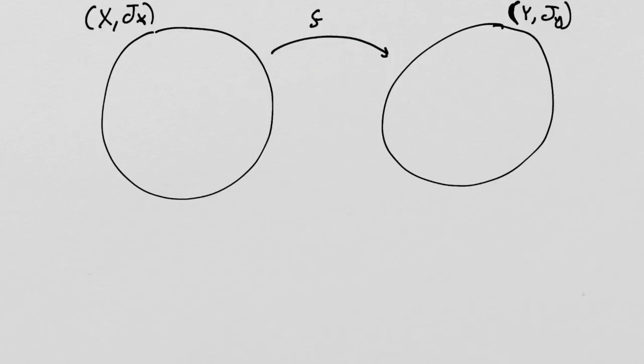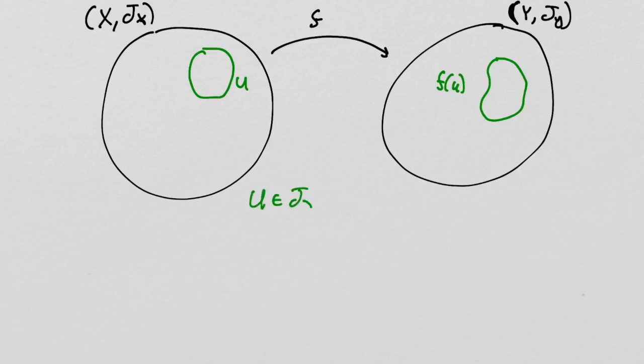But once you have a topology, now you can start asking other questions. You can ask the question, what if I have an open set in X, and I want to look at what that set looks like in Y? So I'll call this open set, say, U. What is f of U? Is f of U open in Y? If I say U is an element of the topology of X, can I say that f of U is an element of the topology of Y?